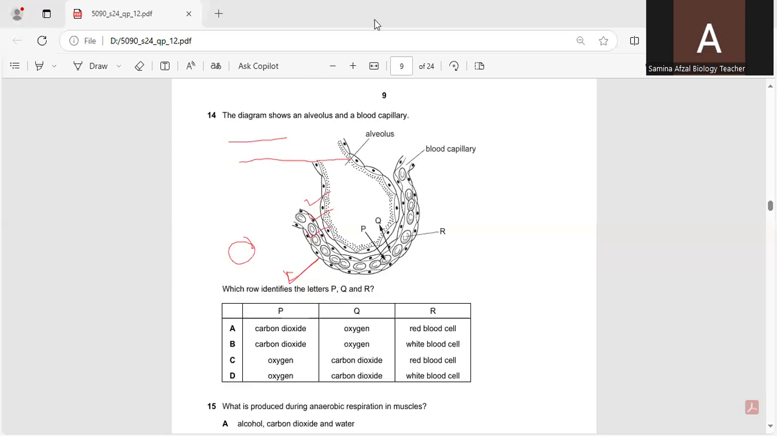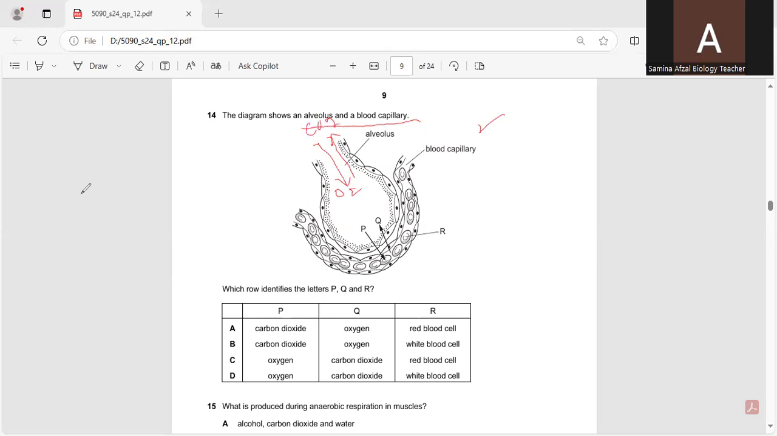Question number 14. A diagram is shown of an alveolus and a blood capillary around the alveolus. Which row identifies P, Q, and R? The alveolus is the balloon-like structure of the bronchioles, so oxygen enters into it. When we inhale, oxygen enters the alveolus, and from the alveolus the carbon dioxide goes out.